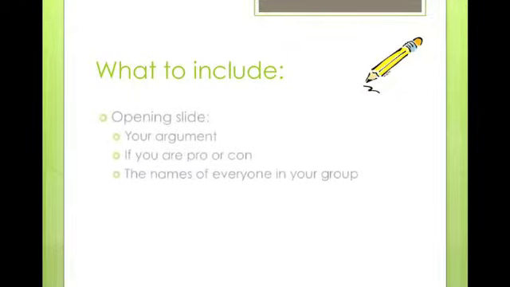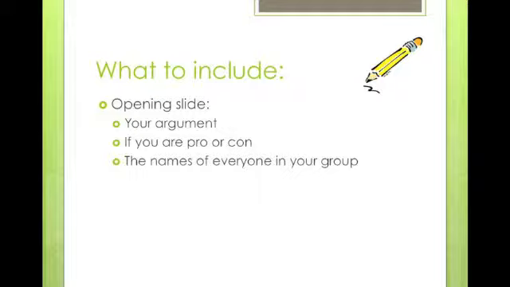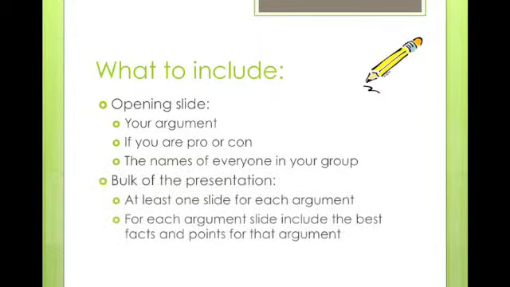All right, what to include? You're going to have an opening slide where you're going to list your arguments, if you're pro or con, or basically what your topic is. You need to name everyone in the group. For the bulk of the presentation, at least one slide should be for each of your arguments. For each argument slide, include the best facts and points for that argument.